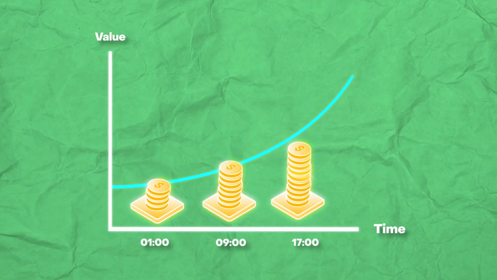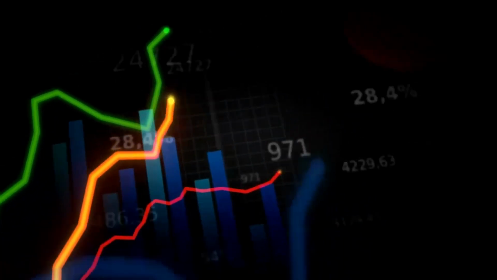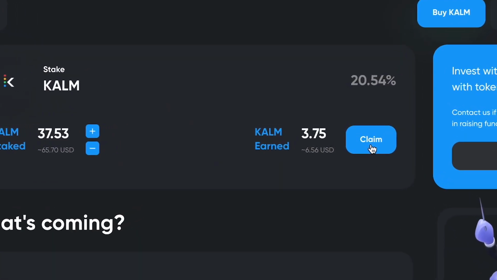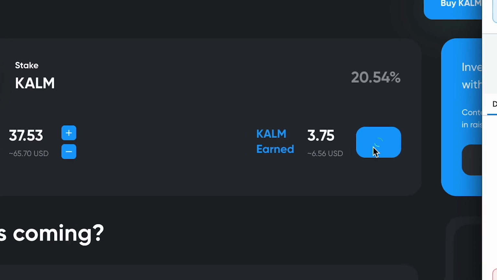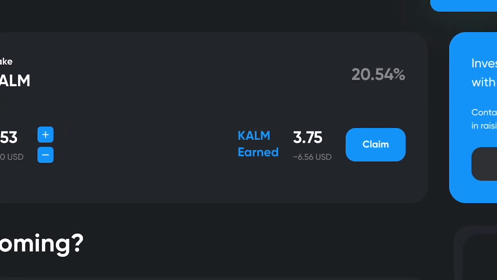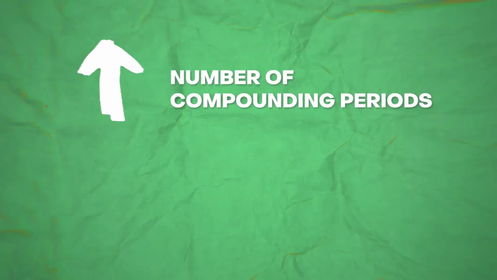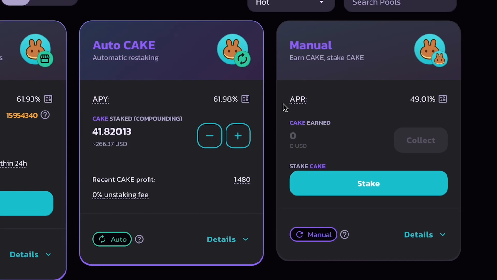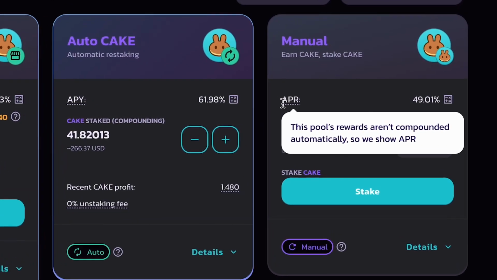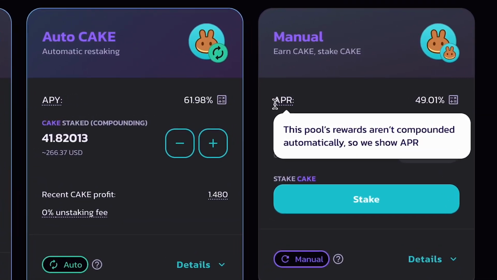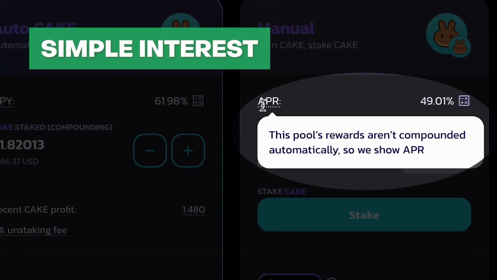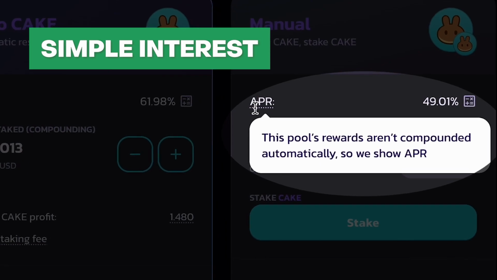The APY might change depending on the token price and the total quantity of deposits in crypto. Some systems offer returns in the form of additional tokens, which users must manually claim, sell, and compound against their initial payment. The general rule of thumb is that the higher the number of compounding periods, the higher the APY. Sometimes, a protocol may display the APR, or annual percentage rate, instead of APY. The key difference is that APR can be regarded as simple interest, where the effects of compounding are not included.